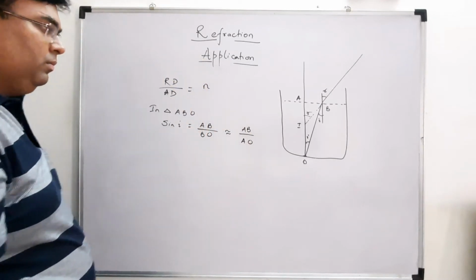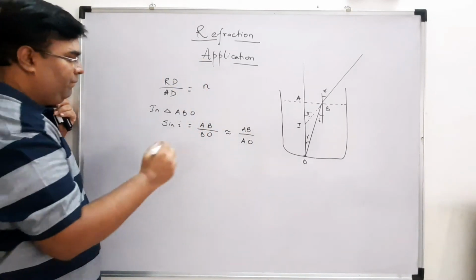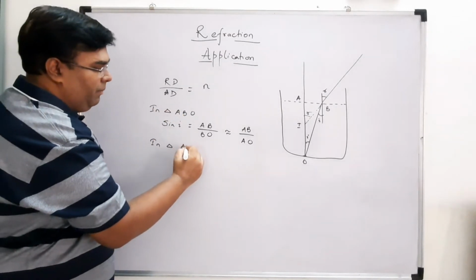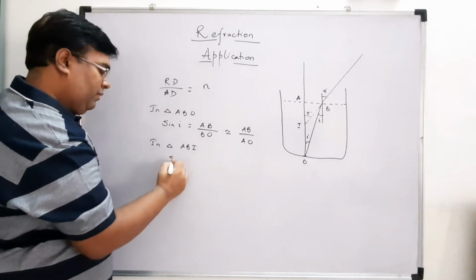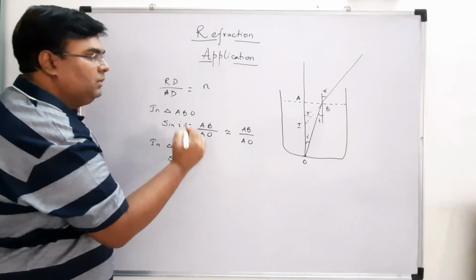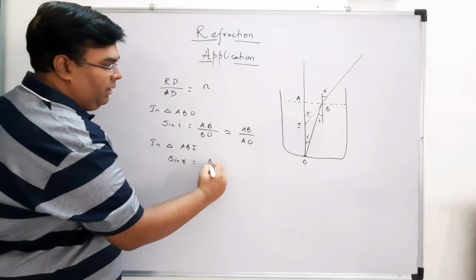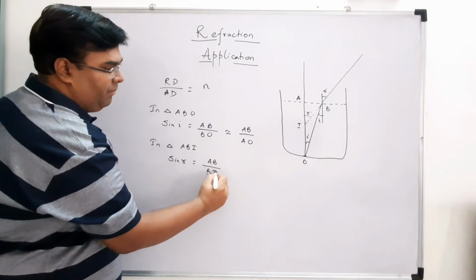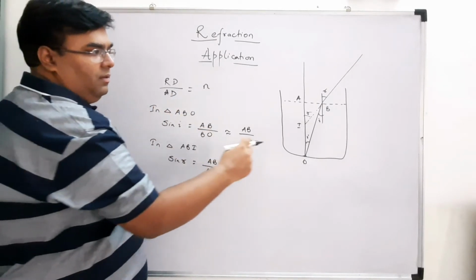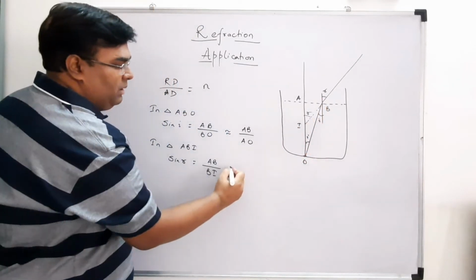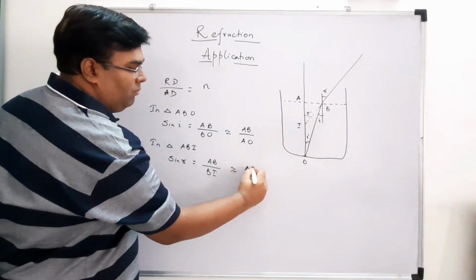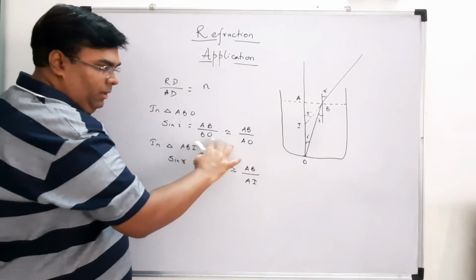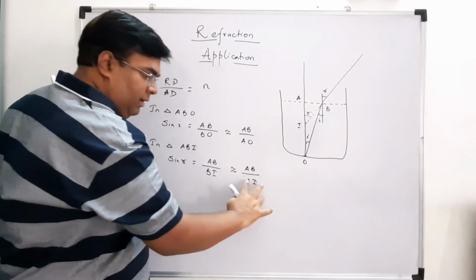Similarly, in triangle ABI we have sin R. Sin R will be AB upon BI, and the same condition applies for BI also. BI will be similar to AI. So I just replaced BO by AO and BI by AI.